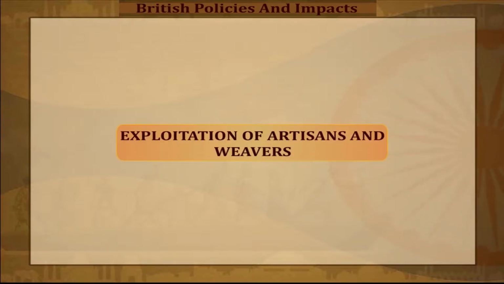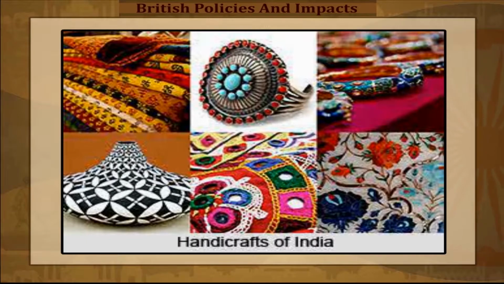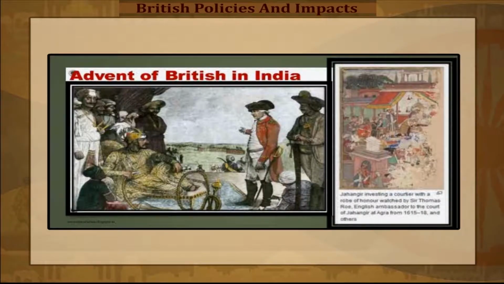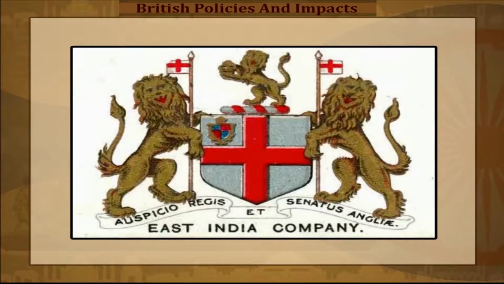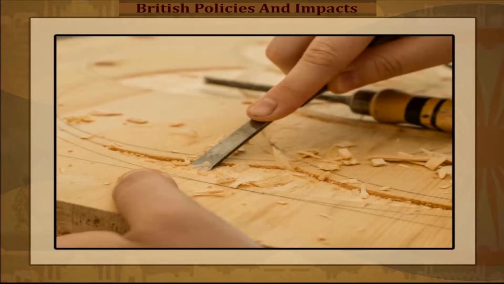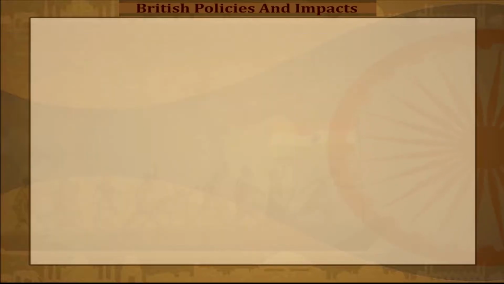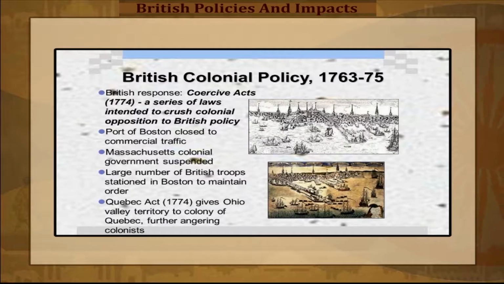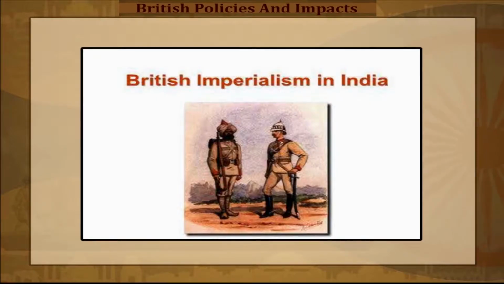Exploitation of Artisans and Weavers. The Indian handicrafts faced a sharp decline with the advent of British from the 19th century. East India Company began to monopolize the artisans and started dictating its own terms on the craftsmen. The commercial policies of the British government were largely influenced by imperialistic regime in India.